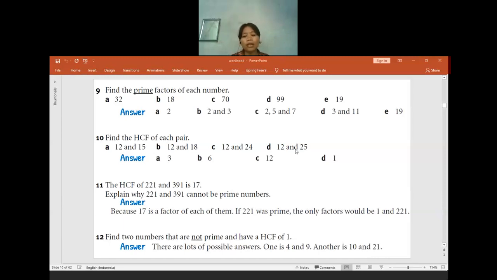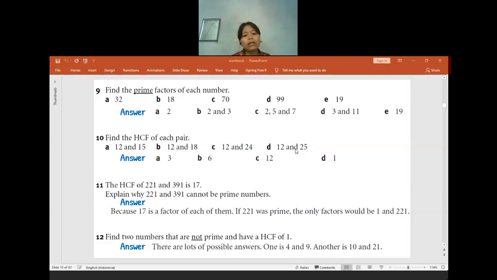If it is prime factors, we only write the prime numbers. No need to make a list like 1, 2, 4, 8, 16, and then 32. You only have to write the primes. And remember, the number 1 is not a prime number. Prime numbers start from 2. So 32 can only be divided by 2, so the prime factor of 32 is only 2.